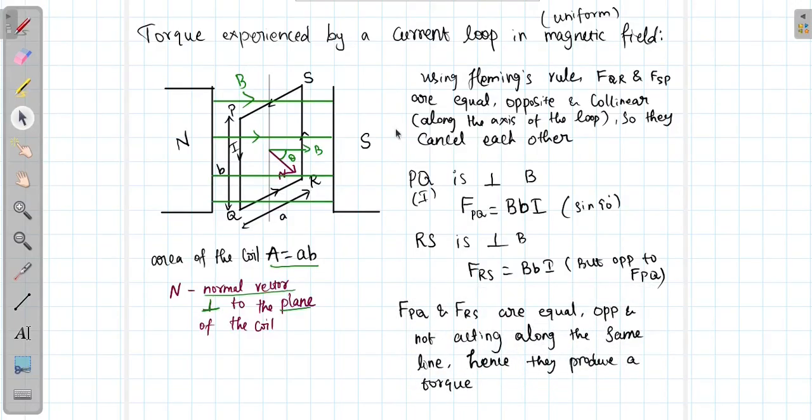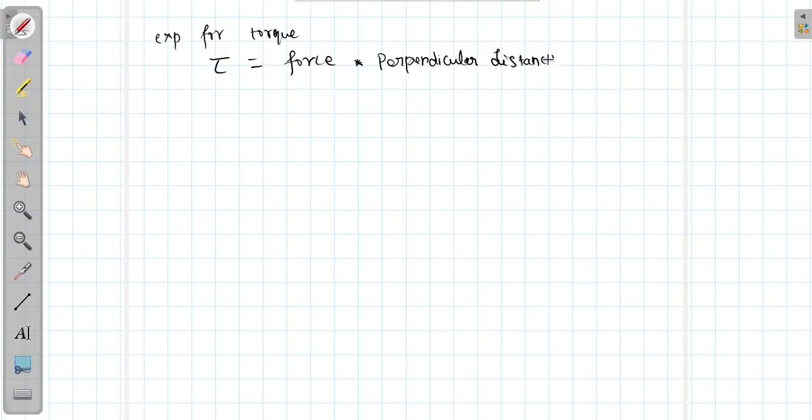Now we calculate the torque value. So, the expression for torque. We know the torque formula: torque is equal to force multiplied by perpendicular distance. It is in scalar form. Now I draw a diagram.